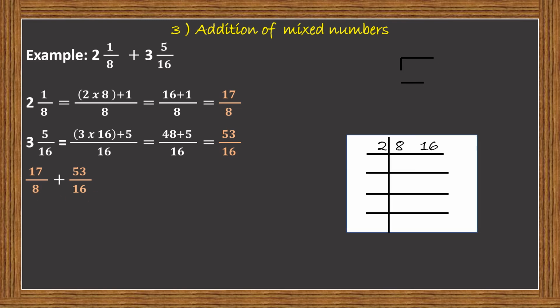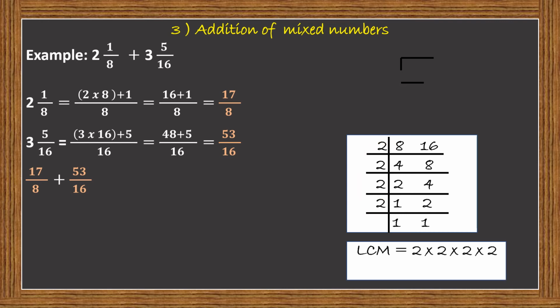So let's calculate. Arrange the numbers 8 and 16. Both these numbers are divisible by 2. So 2 4s are 8 and 2 8s are 16. Then 2 2s are 4 and 2 4s are 8. Then 2 1s are 2 and 2 2s are 4, and in the last step 2 1s are 2. Now when we multiply all these 2s, we will get the LCM of 8 and 16. So let's multiply them, that is 2 into 2 into 2 into 2. So 2 2s are 4, 4 2s are 8, 8 2s are 16. So 16 will be the LCM of 8 and 16.